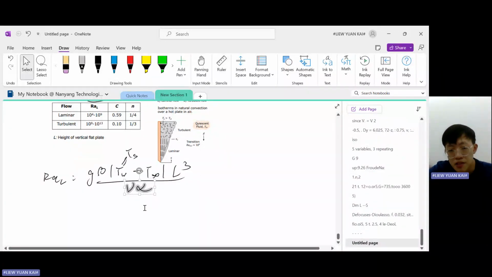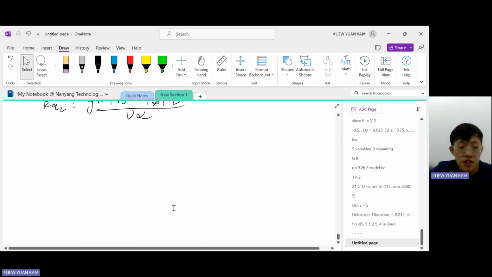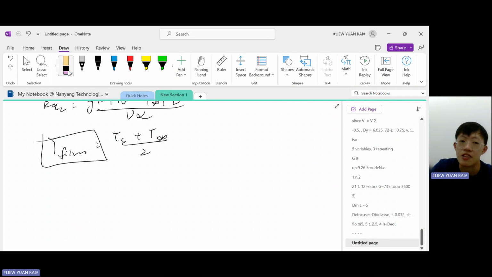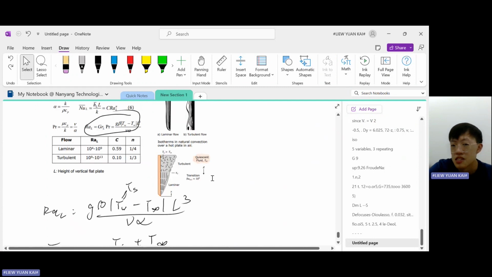We need to find the fluid properties, which requires us to find the film temperature, T film, given by the surface temperature plus the ambient temperature divided by two. But we want to find the surface temperature, and we need it to find the film temperature. So what do we do? We need to guess. We need to assume a value for T_S first.